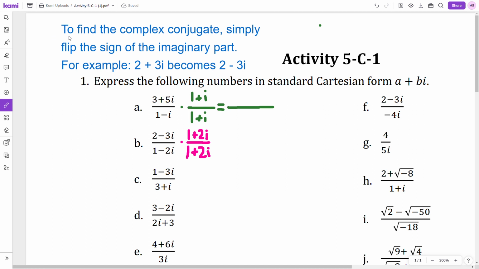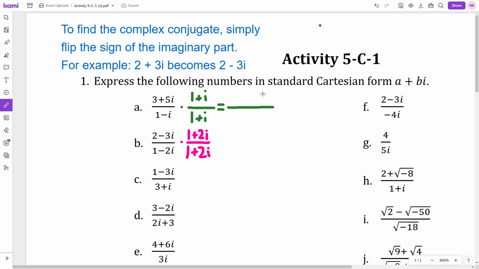All right, my friends, here we go. Let's figure out how we can simplify rational complex numbers and convert them and write them into standard Cartesian form.